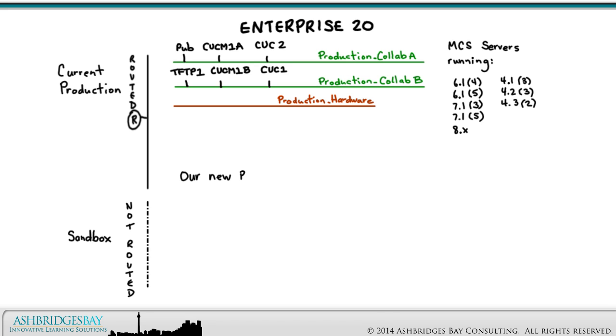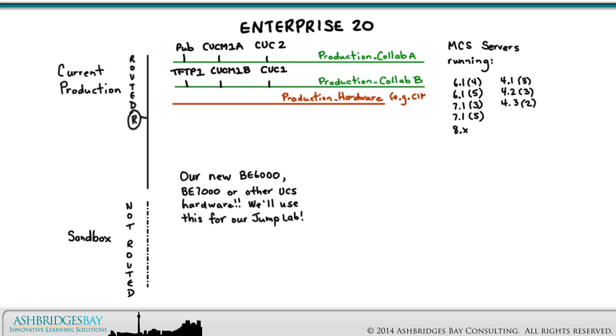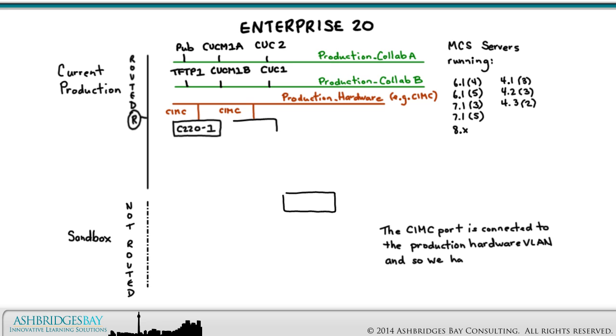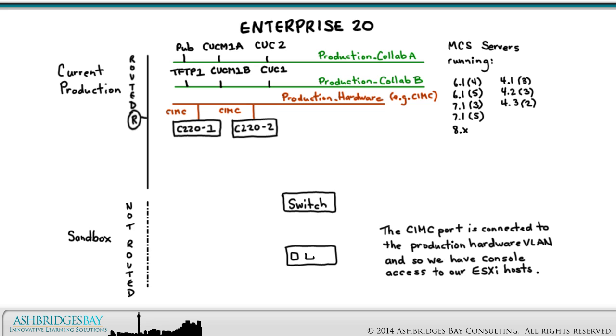Our new BE6000, BE7000, or other UCS hardware will be attached to the production hardware VLAN and used for our jump lab. The CIMC port is connected to the production hardware VLAN, and so we have console access to our ESXi hosts. The CIMC port will be the leftmost port on the LOM, or LAN on motherboard card. Other TRCs supplement the LOM card with a quad gig E card. We'll add drawings for that configuration as soon as we can.